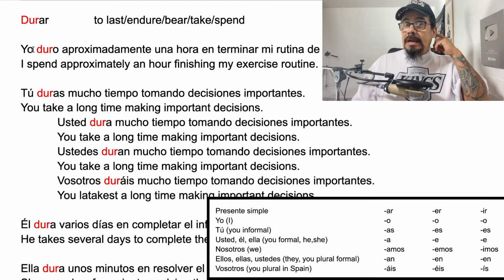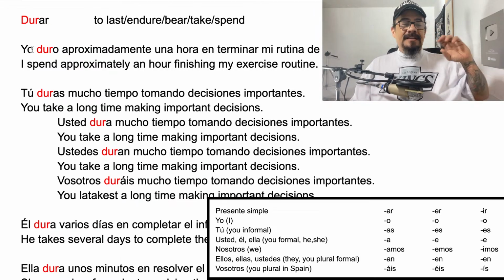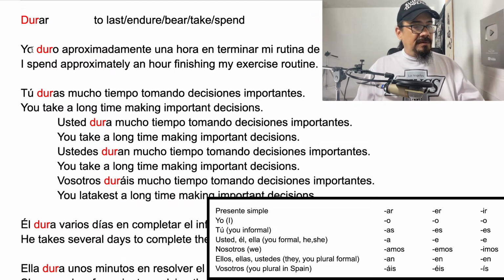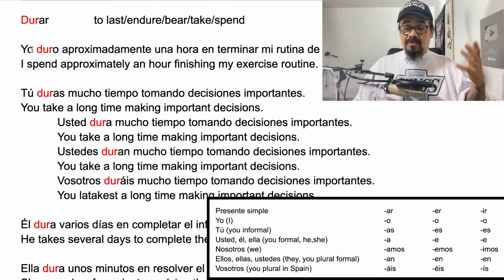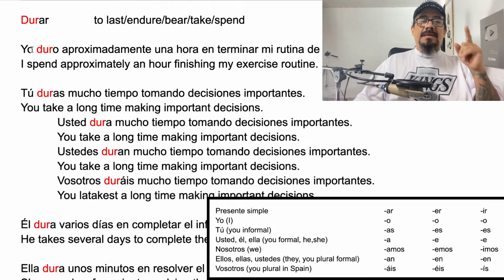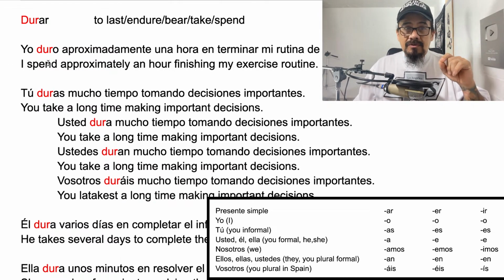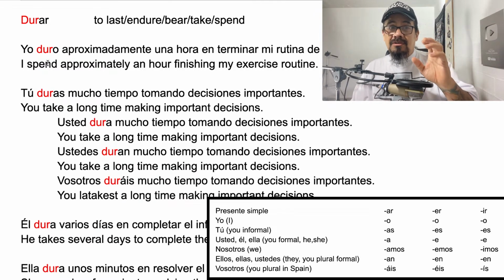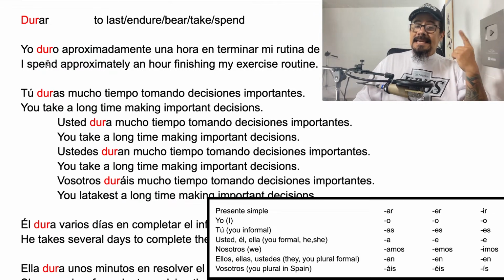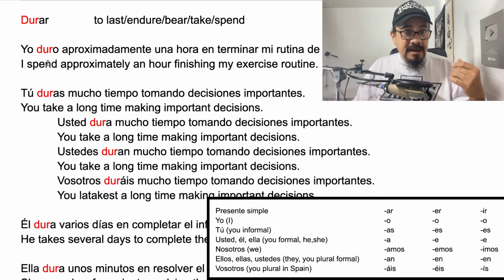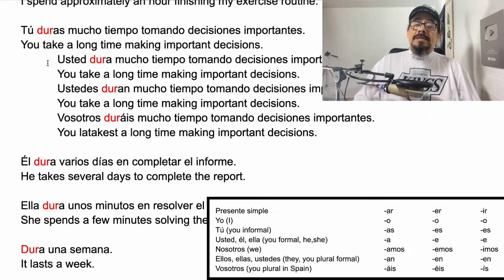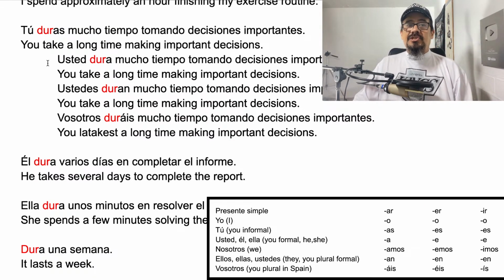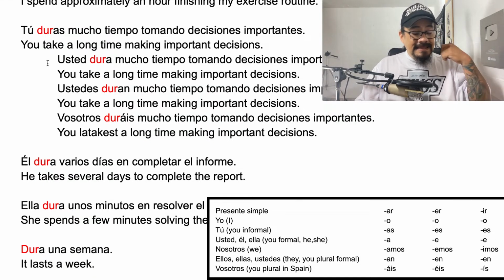When we use the verb durar in Spanish, it's basically regarding time or enduring something, right? Sometimes. So let's check these examples. Yo duro aproximadamente 1 hora en terminar mi rutina de ejercicio. Yo duro. I spend approximately 1 hour. It takes an hour. Well, I take an hour. Or it takes me an hour. Tú duras mucho tiempo tomando decisiones importantes. You take a long time making important decisions. Tú duras mucho tiempo. Te tardas mucho tiempo.